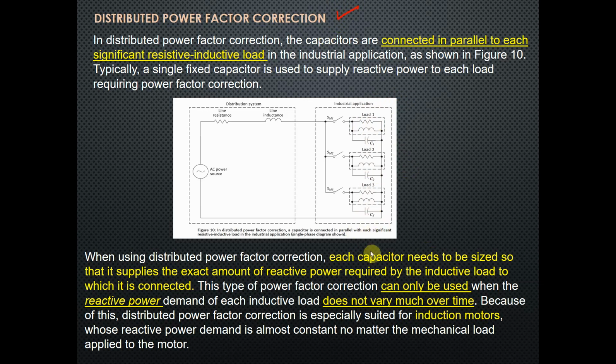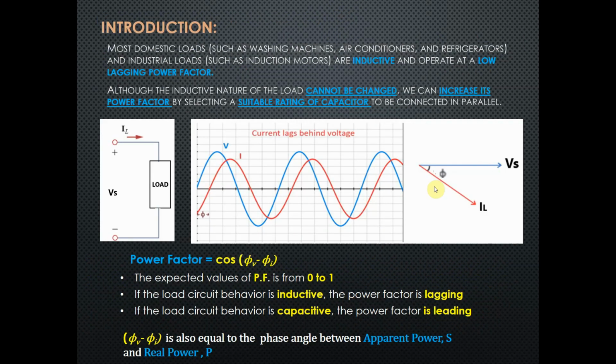So each capacitor is being distributed to its load in the factory. Now, in the house, most domestic loads such as washing machine, air conditioner, refrigerator, and also some induction motors are inductive and operate at low lagging power factor. Although inductive in nature, the load cannot be changed. We can increase the power factor by selecting a suitable rating of capacitor to be connected in parallel.